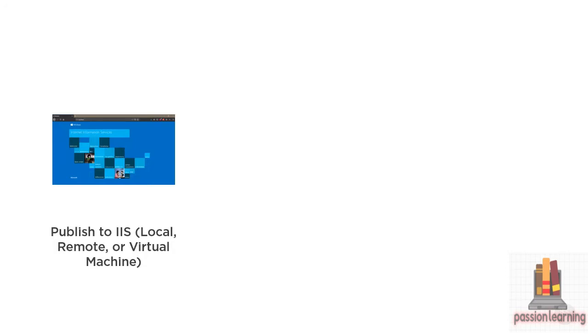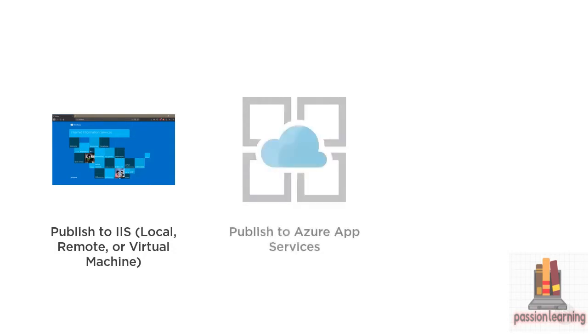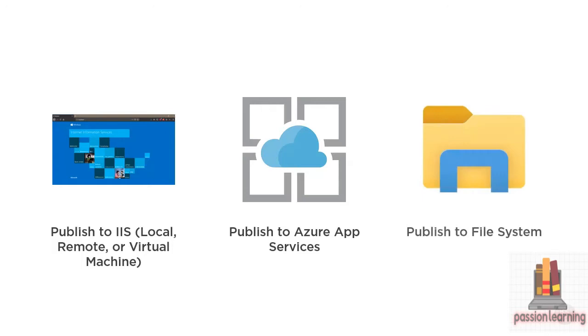Another option for publishing is to publish to an Azure App Service. App services are a great managed platform for hosting web apps and web APIs. If you're interested in using app services, my Getting Started with Azure course can walk you through everything that you need to know. And yet a third option is to use Visual Studio to publish the application to a file system.